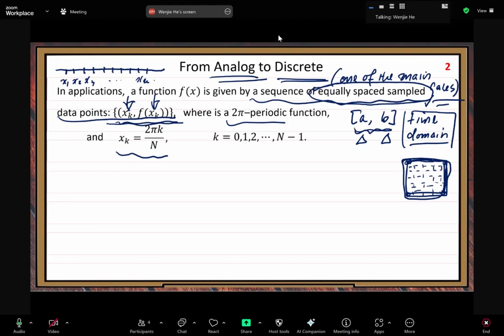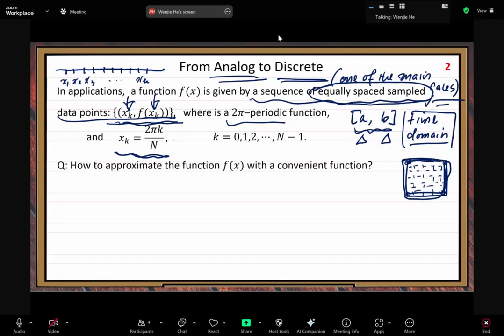So that XK is 2 pi times K over N. Big N is the total number of points in the domain, in your AB interval. How many points? How many samples? So here we call them samples, the number of data points. Number of samples. That's the XK notation.